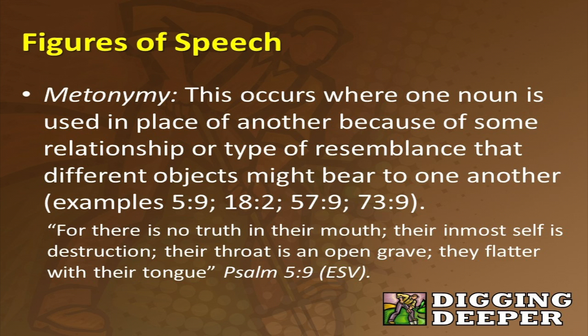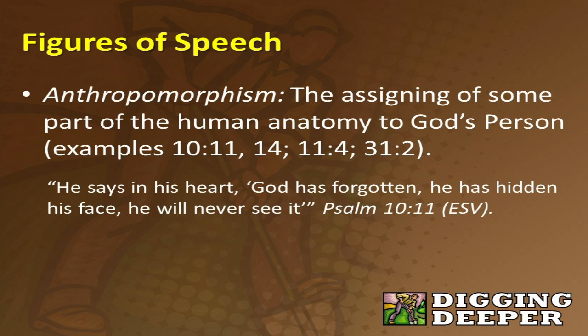Next in our figures of speech is metonymy. This occurs where one noun is used in place of another because of some relationship or type of resemblance that different objects might bear to one another. Psalm 5:9 is a good example. For there is no truth in their mouth, their inmost self is destruction, their throat is an open grave, they flatter with their tongue. Ninth in our list of figures of speech is anthropomorphism.